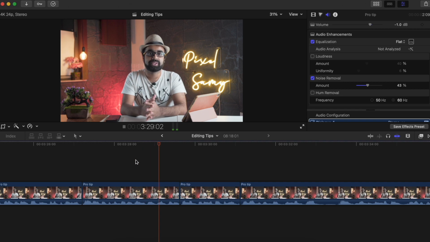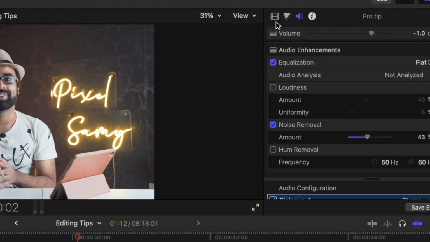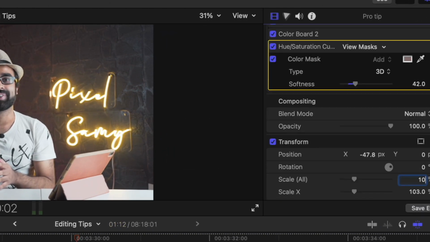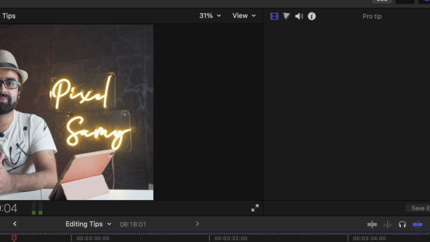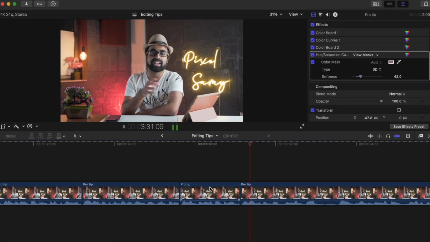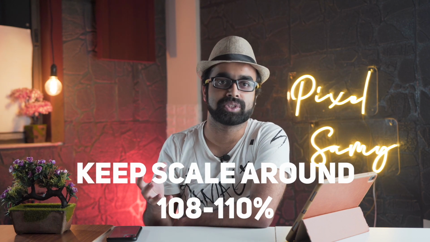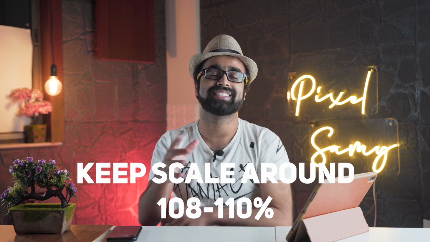So it is super simple. Just simply cut the clips. Whenever there is a gap, just cut those extra portions and just increase the scale of the next clip to maybe around 107% or 110%. Don't overdo it unless you are making a meme kind of a thing. A lot of people do this. But unless it's like that, just keep it around 107% of the scale and it will be good to go. That is the third hack.